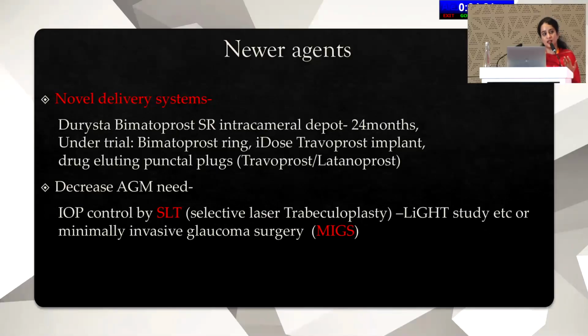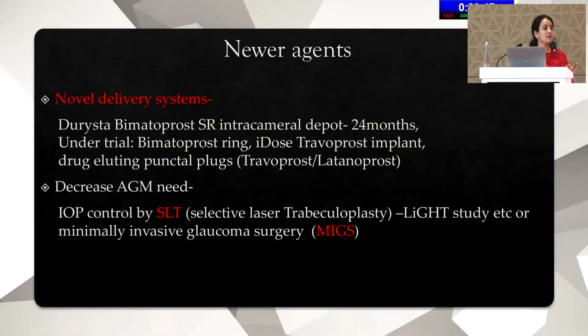Now, because of the newer developments, we have novel delivery systems, we have the intracameral depots like the Durysta, and under trial, we have the bimatoprost ring, iDose TR is going to come up, we have other drug-eluting punctal plugs as well, and also you can use SLT in the primary initial therapy. In our patients, we tend to see a response that fades off very early because of the higher pigmentation of the iris, but the LiGHT study showed that it had some good effect in the initial therapy, so that can be tried initially in patients with dry eye disease.